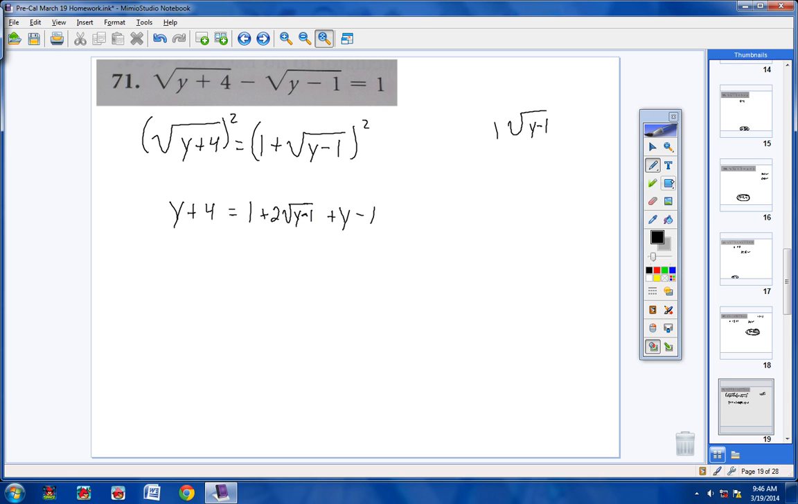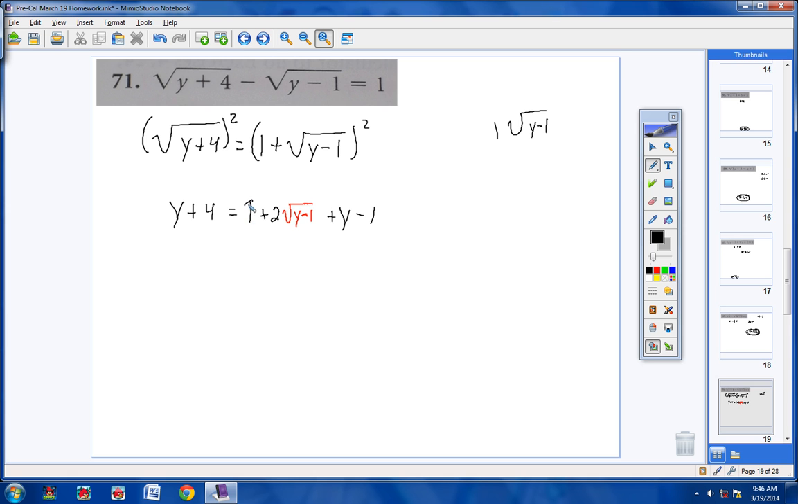Okay? Now, I want to get this square root, this radical right here, in red, all by itself. And so I'm going to have to get rid of some 1s and this y. So first of all, the 1s are pretty easy. Look at this. Remember, I want to get what's in red all by itself. So I've got to get rid of a 1, a 2, a y, and a 1.